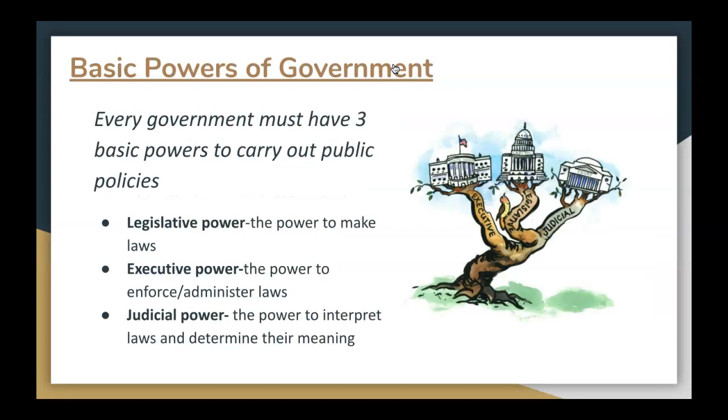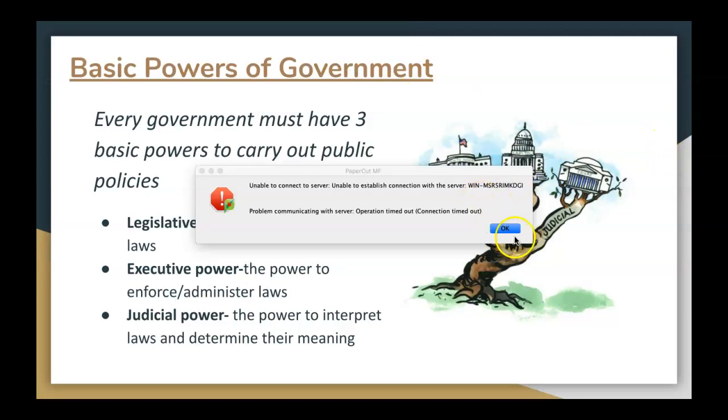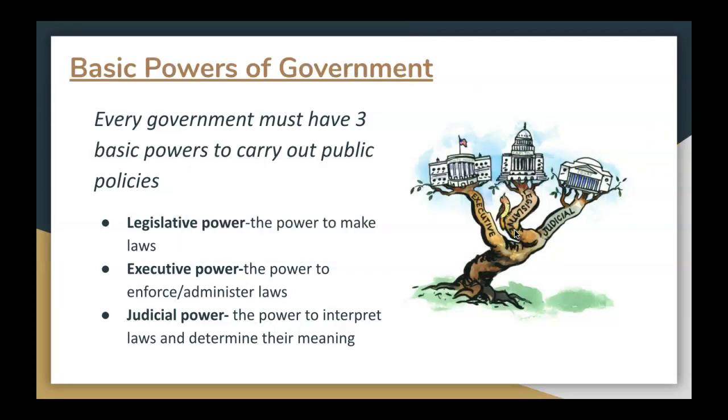So what are some basic powers of a government? Every government must have three basic powers to carry out public policies. A good government, anyway, should have the following three things. Legislative power, which is basically the power to make laws. Executive power, which is the power to enforce or administer the laws. And judicial power, which is the power to interpret laws and determine their meaning.